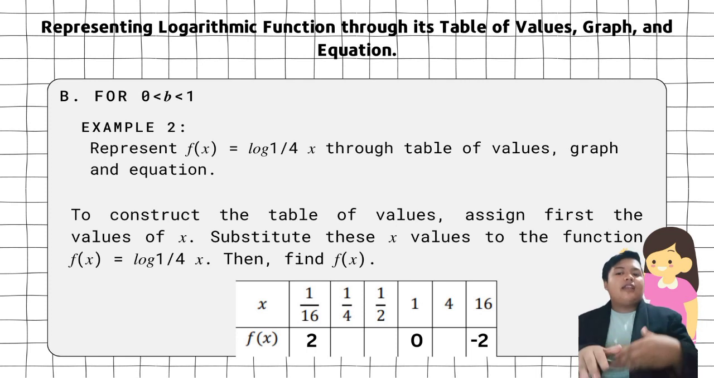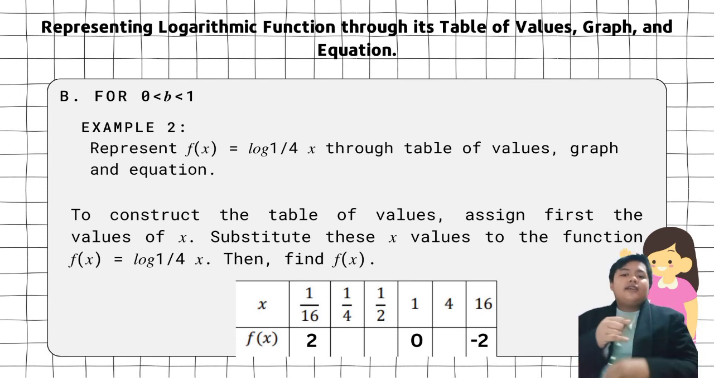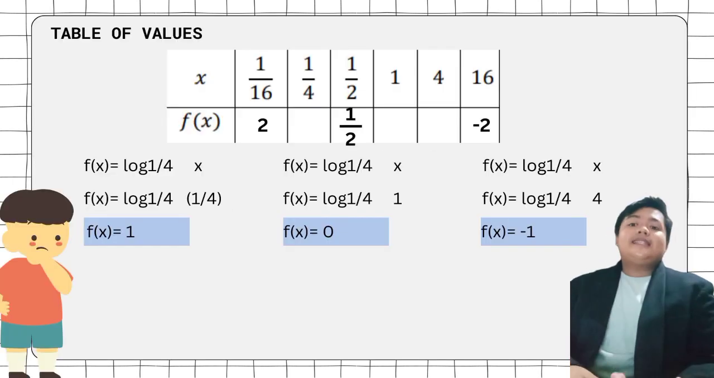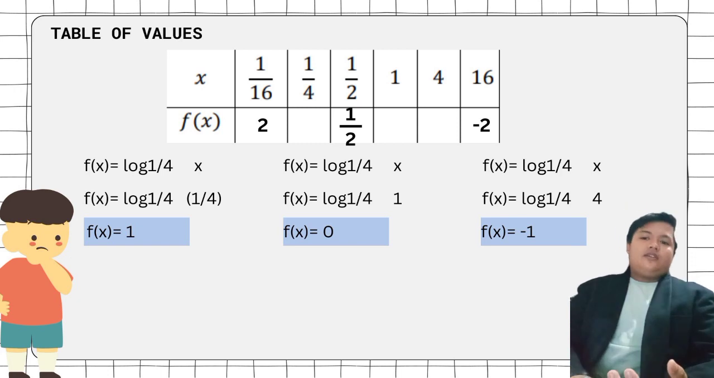So, to construct the table of values, same as the example number 1, assign first the value of x, substitute these x values to the function f of x is equal to log x base 1/4. Then find the f of x. Same lang dun sa example number 1, which is magsasubstitute pa rin tayo ng mga value ng x. So, this is the table of values.